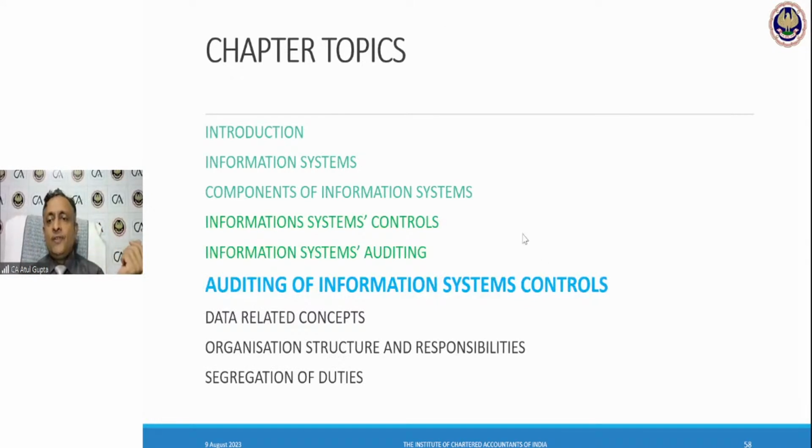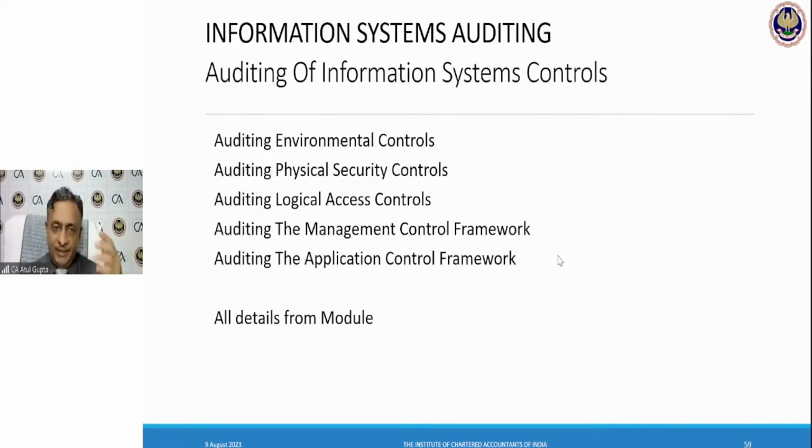Then auditing of information system control. This includes auditing environmental controls, auditing physical security control, auditing logical access controls, auditing management control framework, auditing application control framework. So please understand, who has to establish control? Management. Then the auditor sees whether the control is working properly or not. So this part would be more repetition from what you have learned previously, so we can run through it fast.